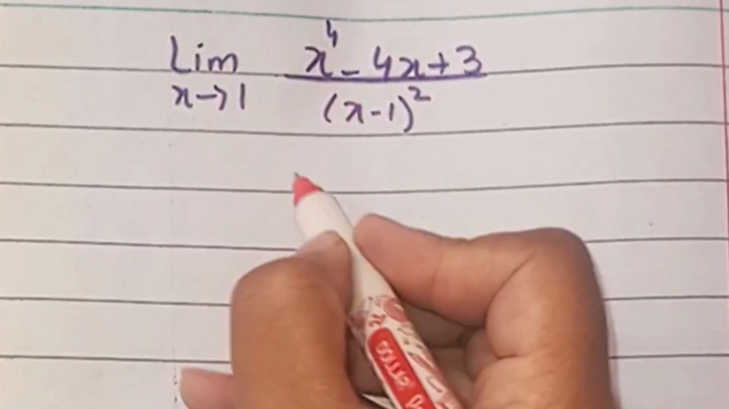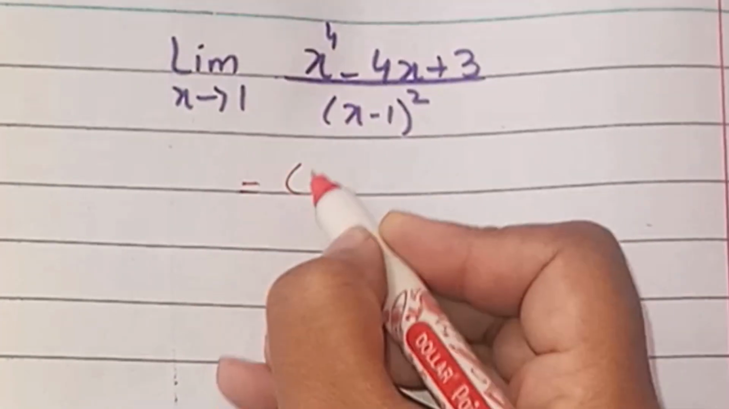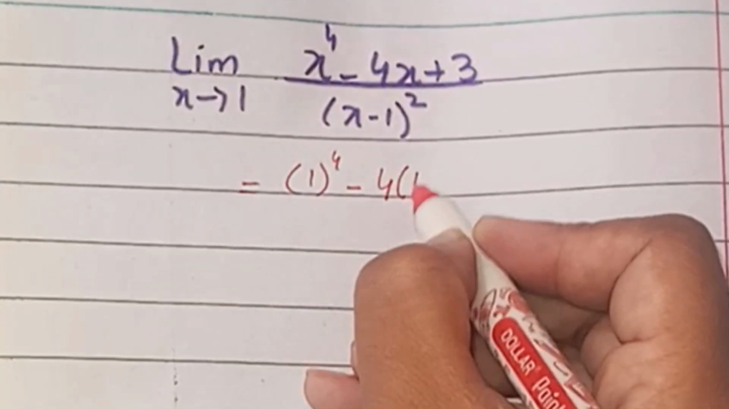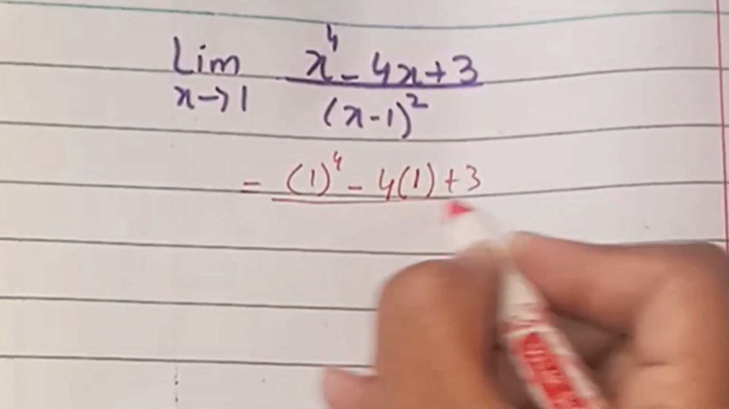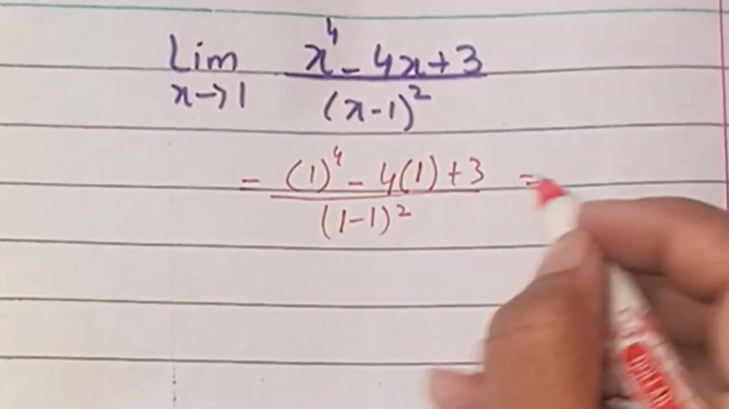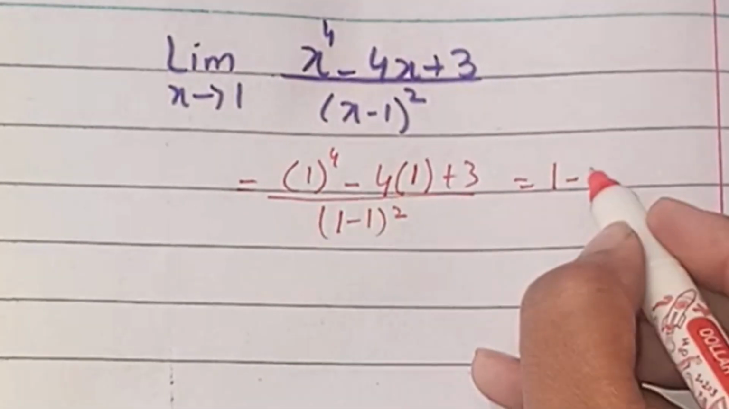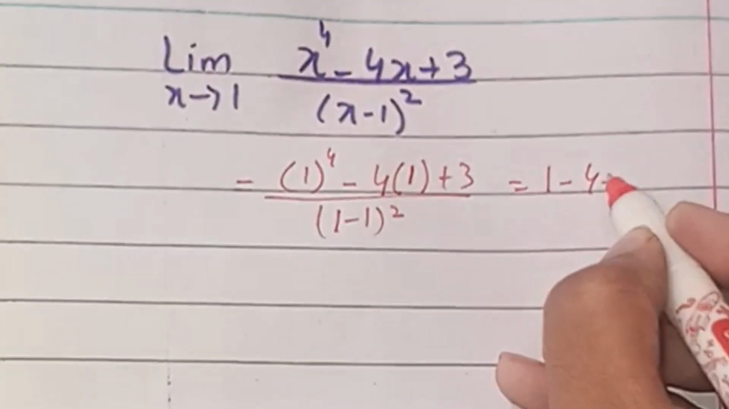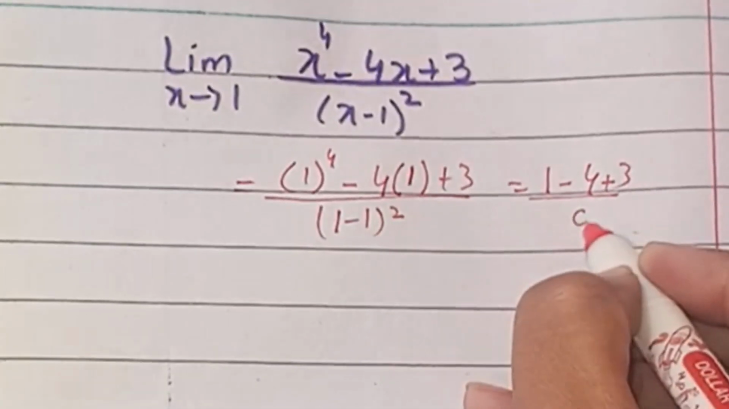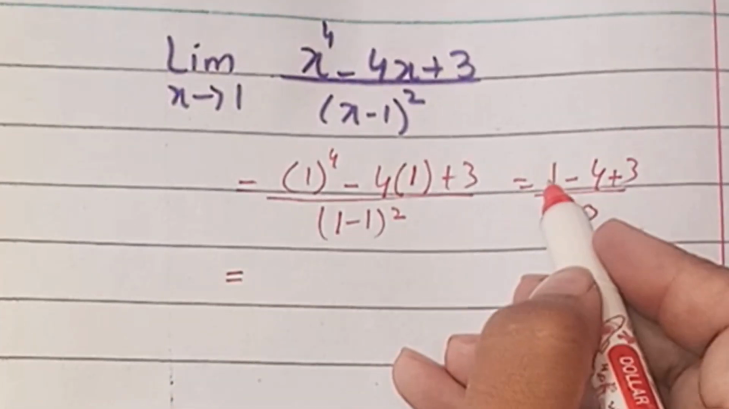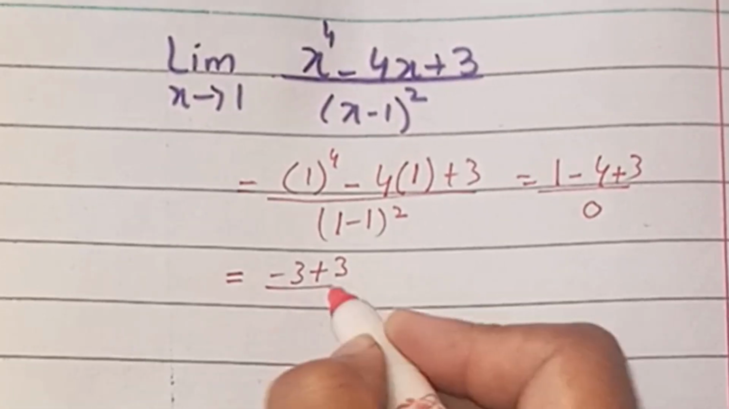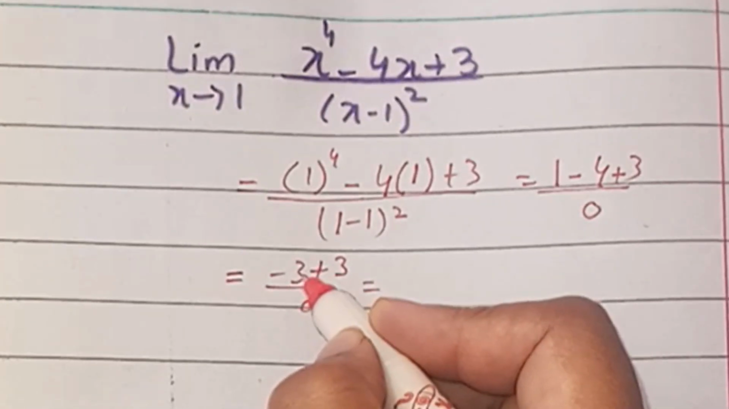Then this is 1 raised to the power 4 minus 4 times, x approaching 1. So here we write 1 plus 3 over 1 minus 1 whole square. Then 1 raised to the power 4 is 1, minus 4 multiplied by 1 is 4, plus 3 over 1 minus 1, which is equal to 0, and 0 squared is 0. So 1 minus 4 is equal to minus 3, and the next term is plus 3, and the denominator is 0. So minus 3 plus 3 is equal to 0.